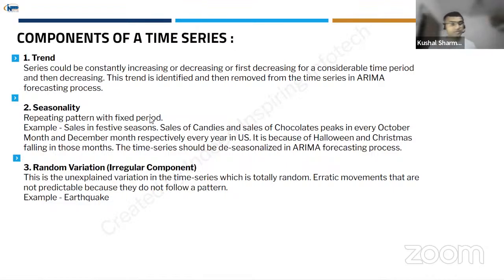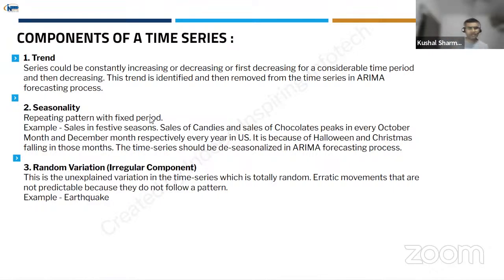It is a repeating pattern with a fixed period. Example: sales in festive seasons always go higher. Sales of candies and chocolates peak in every October and December respectively, every year in the US, because of Halloween and Christmas.